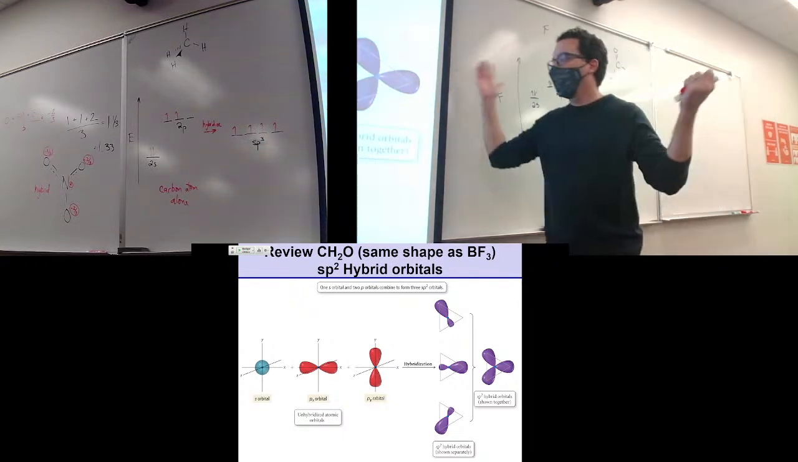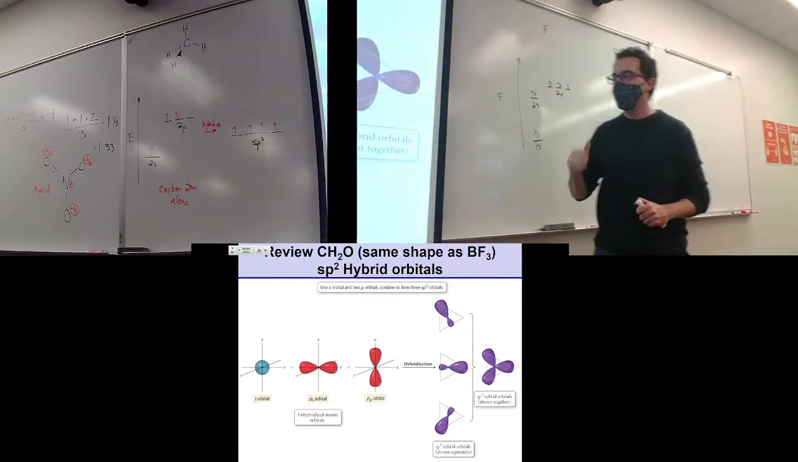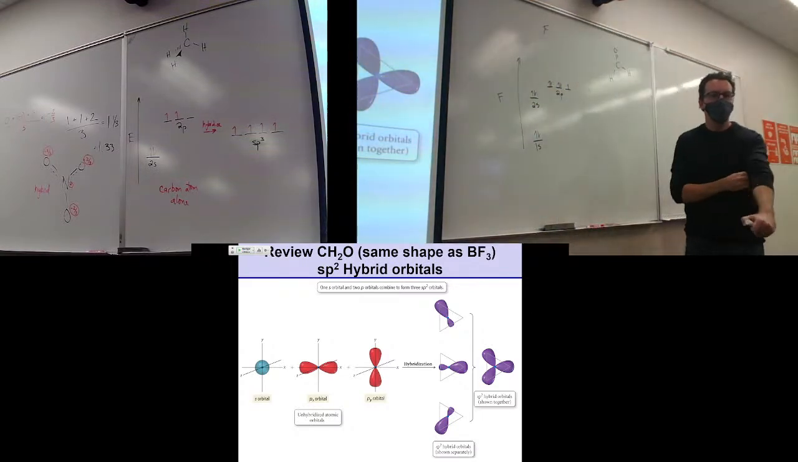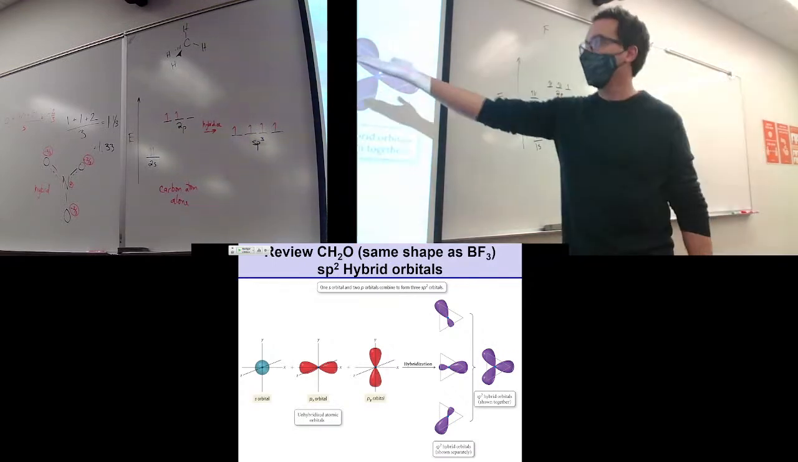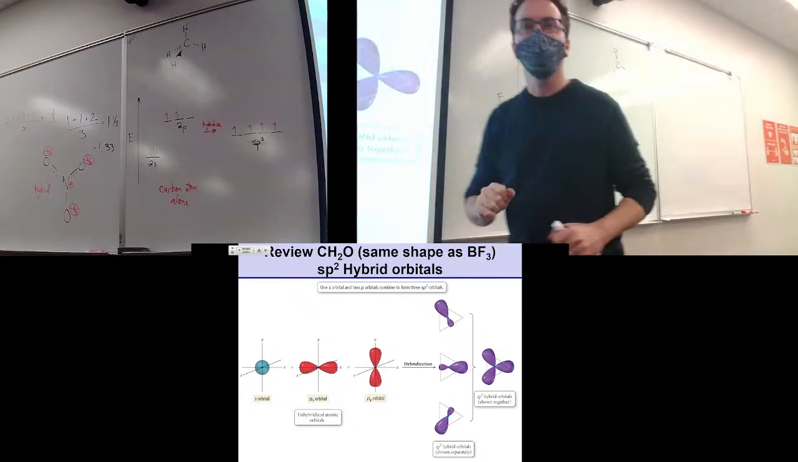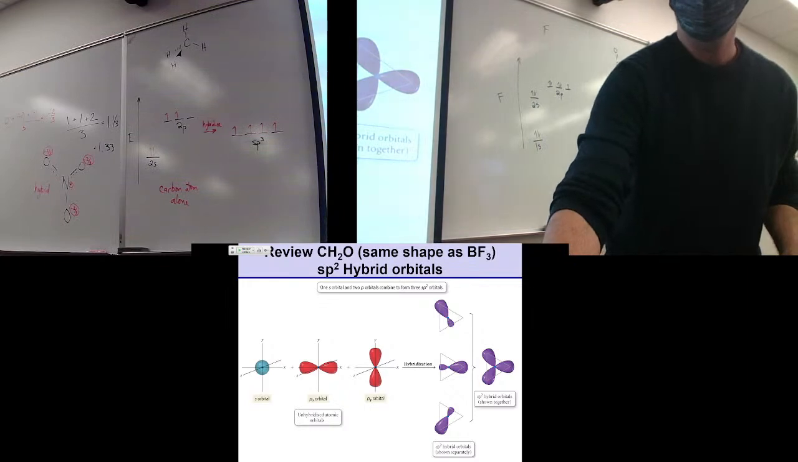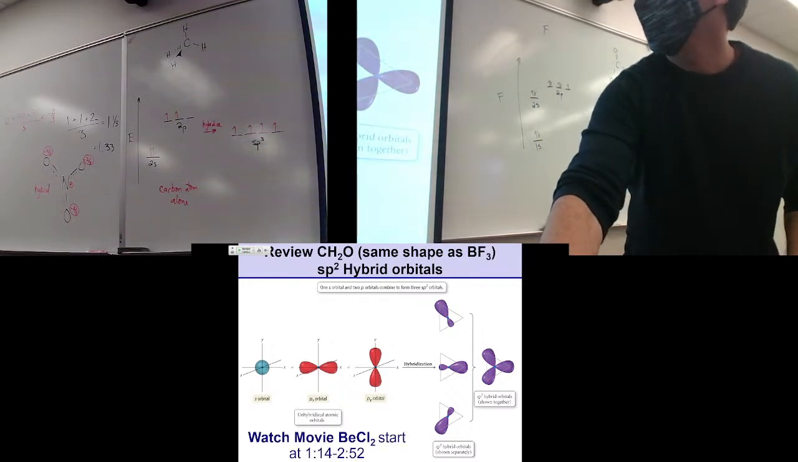And coincidentally, those 3 hybrid orbitals are oriented perfectly for trigonal planar, 120-degree bond angles. We're going to ignore the unused p orbital for a second, but there is an unused p orbital here. There's 3 of them, right? We only mixed 2 of them in. So there's 1 that's not being used. We'll come back to that.